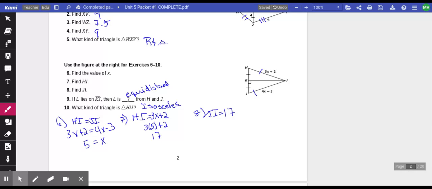If L, which I've been reading, is on KI, then L is equidistant from H and J. And it doesn't matter where it is, it will be equidistant. And what type of triangle is it? Isosceles.